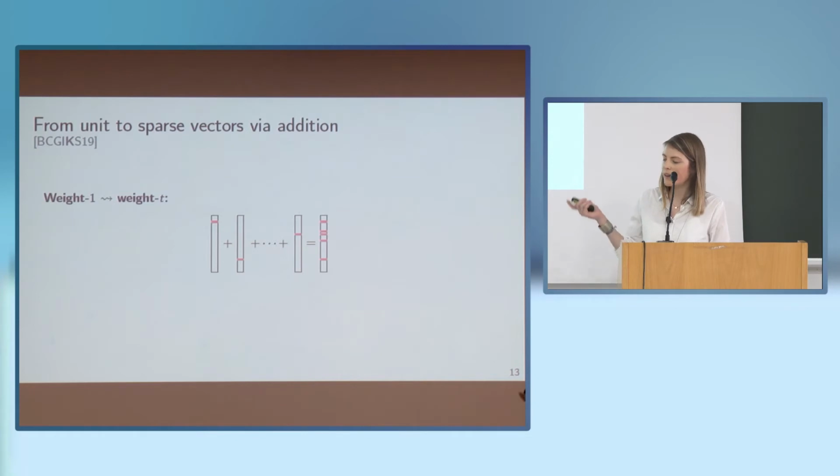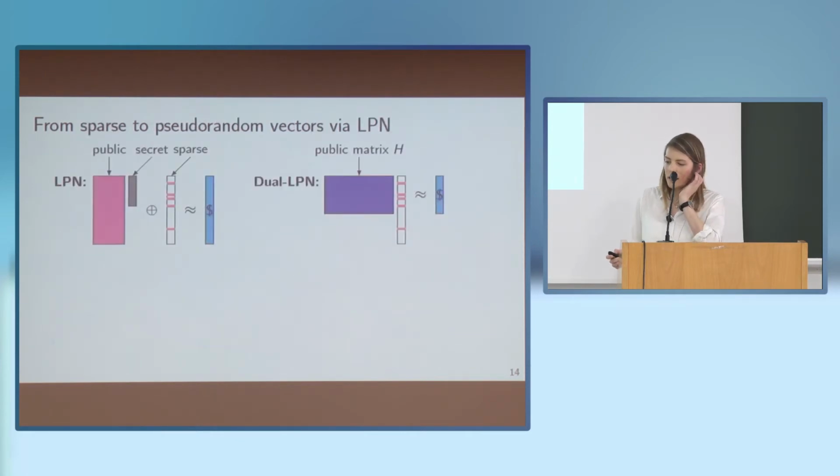And so I don't think I really need this slide. It's just saying that if you add up T unit vectors, you get a sparse vector. And the interesting point is the next slide. How do you get from sparse to pseudorandom vectors?